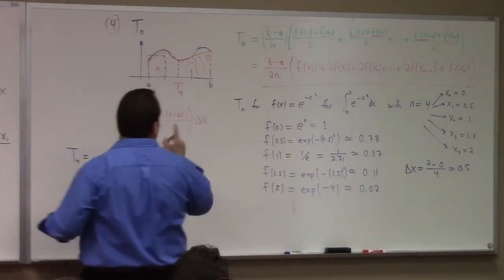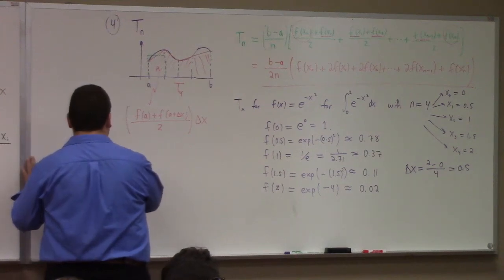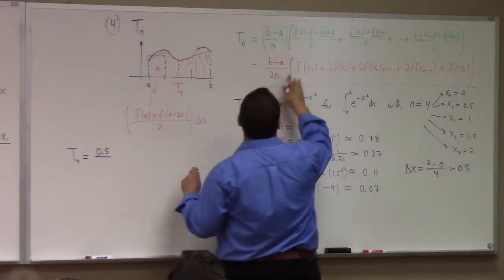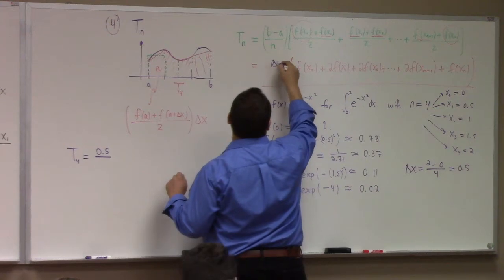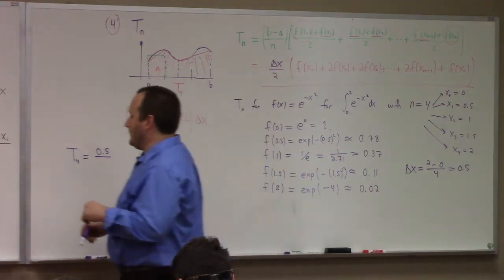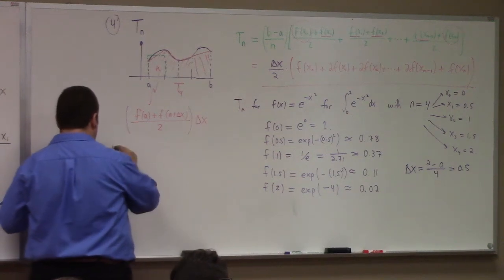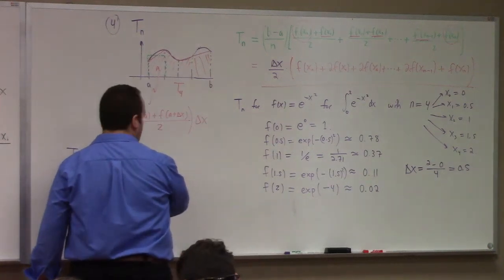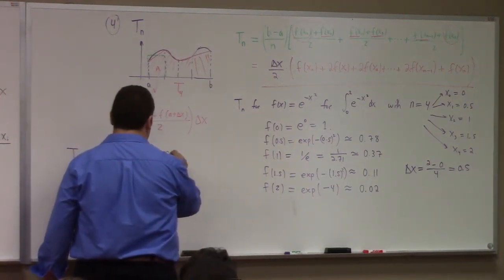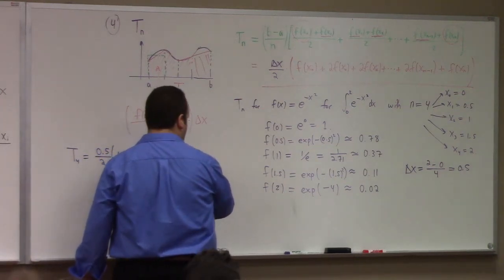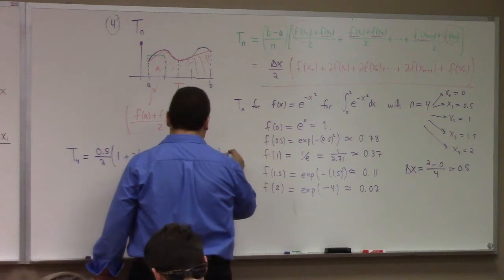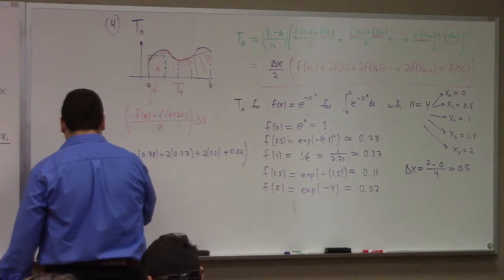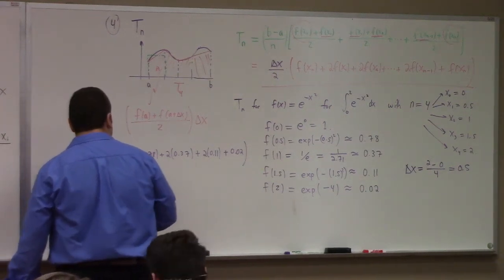Okay, so I've got 0.5 divided by 2, since this is delta x over 2, right? So I've got 0.5 divided by 2 times what? 1 plus 2 times 0.78 plus 2 times 0.37 plus 2 times 0.11 plus 0.02, close parentheses. So you guys tell me what that is. T4 is approximately what? Can you guys do this for me?